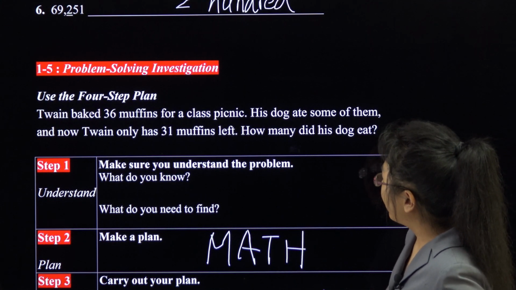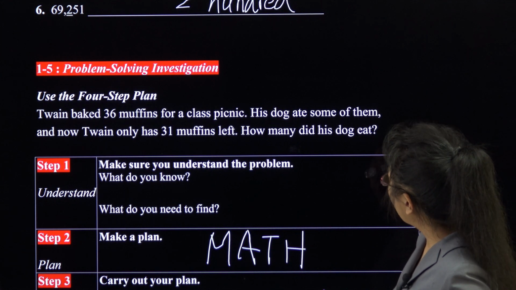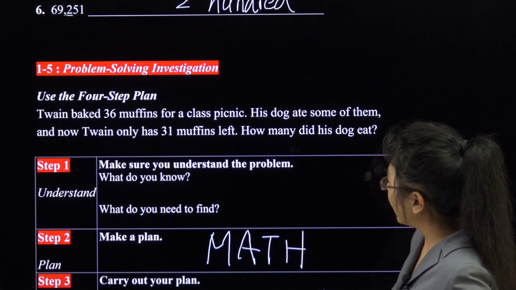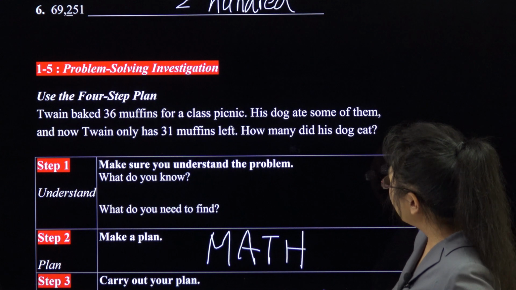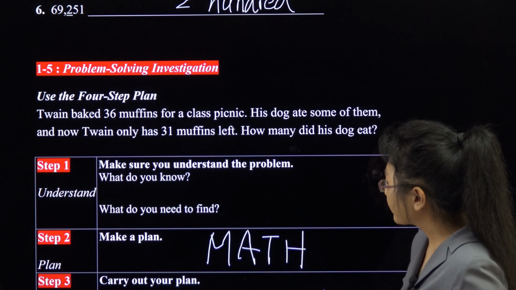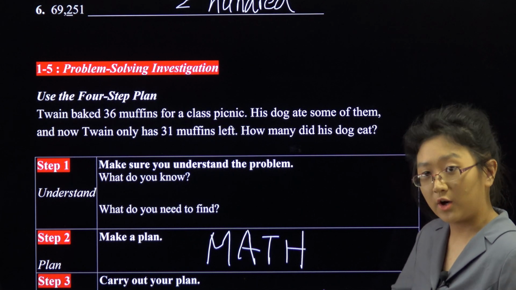Twain baked 36 muffins for a class picnic. His dog ate some of them. And now Twain only has 31 muffins left. How many did his dog eat? Well, we got our facts straight.